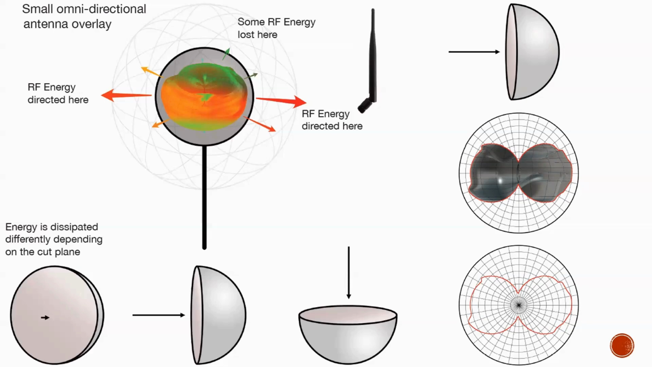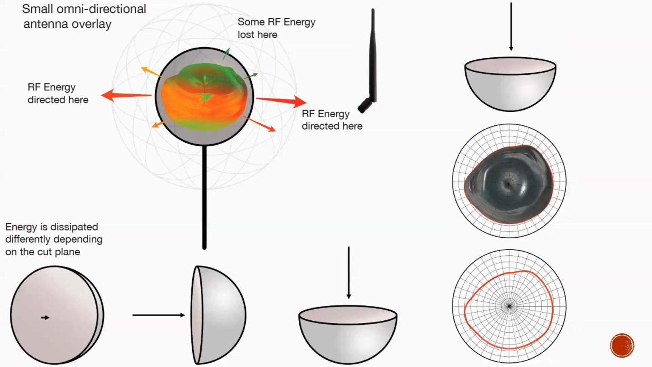And last but not least, when you take a look at the XY plane, which means that from the top you look at the radiation pattern, like I mentioned earlier, it seems to be a donut shape. There will be a hole over here, but you can see that it is not a perfect donut shape. So this is the radiation pattern for a small omnidirectional antenna.